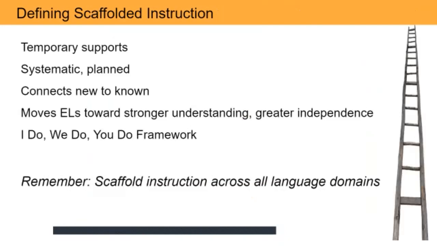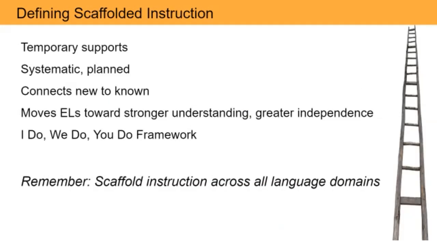And ultimately, what we want to look at is not only defining what scaffolding is, but looking at our English language learners and seeing where they are and getting them to that next level. So when we talk about scaffolding, I know that we just learned a little bit about how we can scaffold our English language learners by giving them experiences, but we could also provide those temporary supports. That's what scaffolding is. It's a systematic, planned way to help connect the new things that they're learning to things that they already know, the known. It moves our English language learners towards stronger understanding and greater independence.